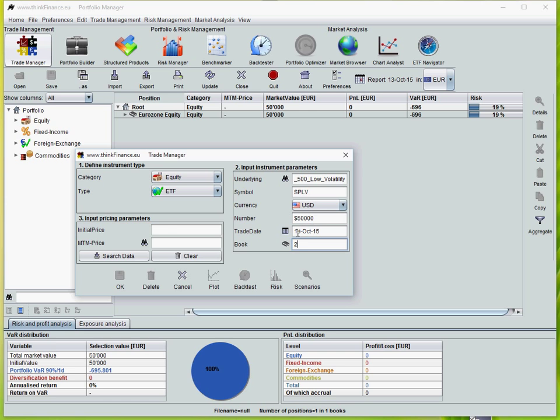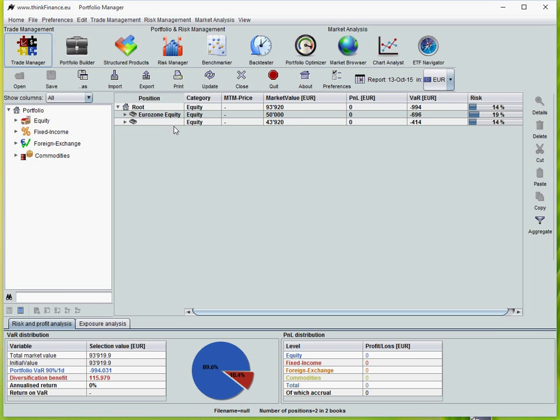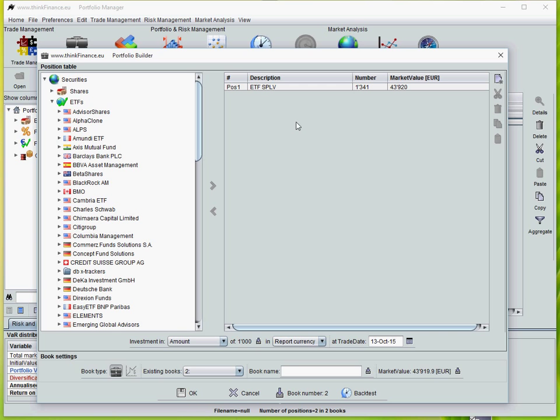So now that I've input all the parameters, I click on the search data button, which uploads the market parameters. And if I click on the OK button, here is my ETF. Now let's give this book a name also. I can do that by double clicking on it. This is the book box, and I can enter the name of this book, and I call it US Low Vol ETF.